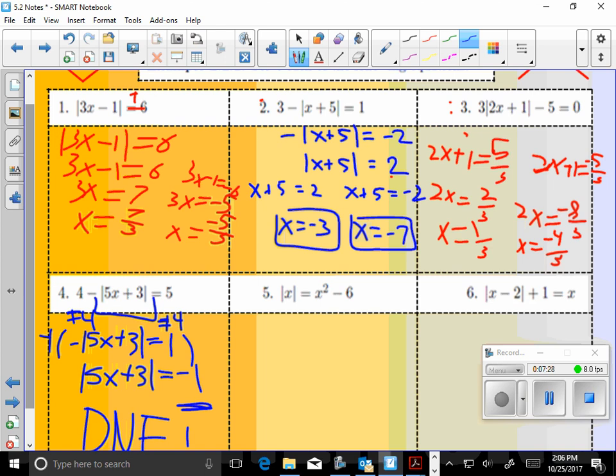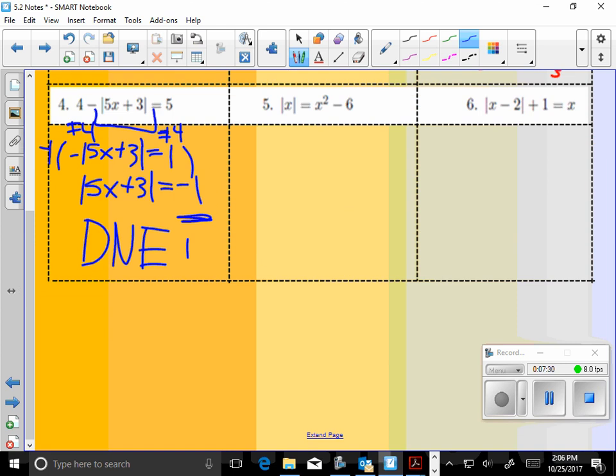All right, 5 and 6 have a couple tricks to them. Here are the tricks to 5 and 6. That wasn't intended to be like that, but it worked out. Okay, whatever comes out of here will be either positive or negative. So I'm going to write out the positive version of it, and I'm going to write out the negative version of it.